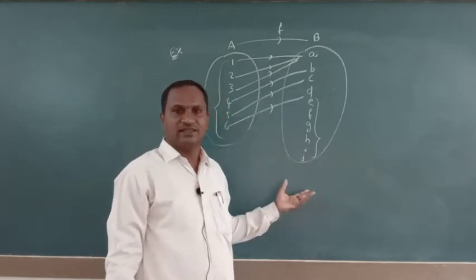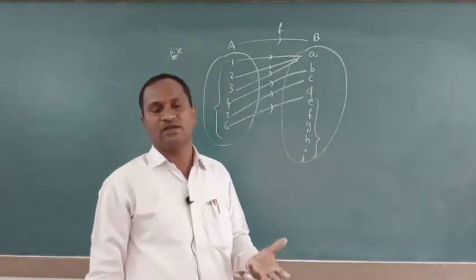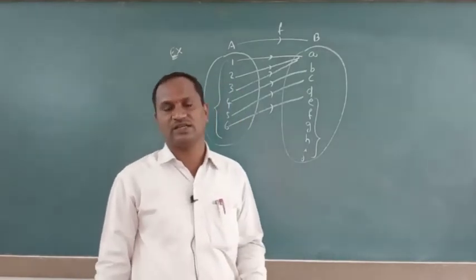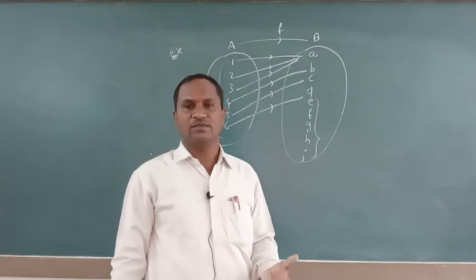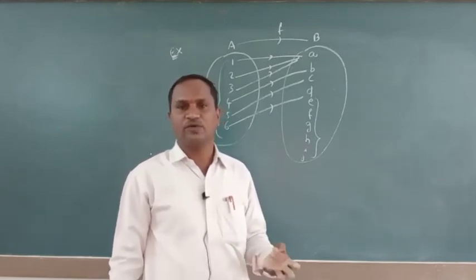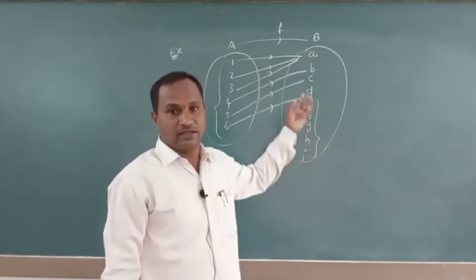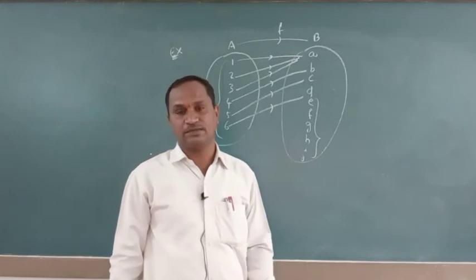That's why these 3 points are the main characteristics of a function. A function must be formed from set A to set B, which means the first point is: for all x belongs to A, there exists a unique element in set B.